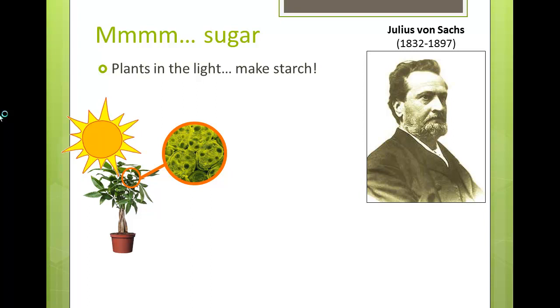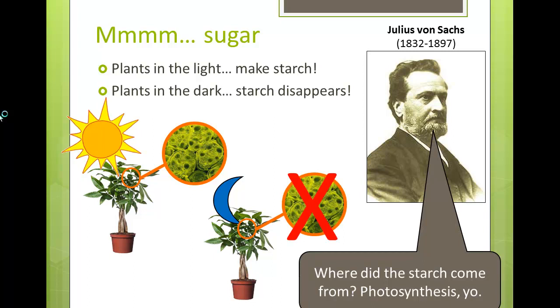But then, if you put the same plant and kept it in the dark, didn't give it any sun, the starch in the leaves would gradually go away. It would get used up. So he concluded that this process that happened in the sun, which we are now calling photosynthesis, was making the starch. And then the carbon dioxide producing activity that we talked about before that happened in the dark used up the starch. So the light made the starch, the dark used up the starch. Photosynthesis made the starch, the respiration used up the starch.